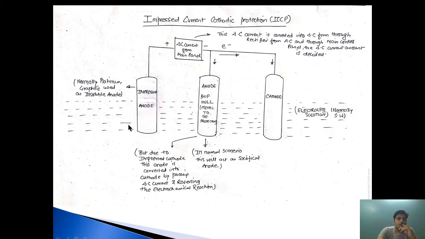This impressed anode is basically an insoluble type of anode which needs to be fitted only once, as it is insoluble and basically made up of platinum or graphite, and once installed it will continue to be used for a period of up to 20 years. Okay, and the same thing I've written here. In a normal scenario this will act as a sacrificial anode. If there is no impressed anode, this will be acting as an anode, will get corroded and will be preventing the corrosion of the propeller. But due to the impressed anode, this anode is converted into a cathode by passing DC current and reversing the electrochemical reaction.